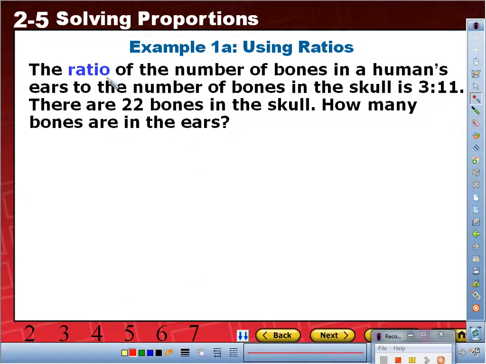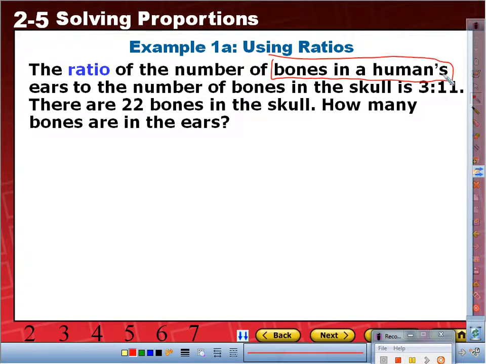With red, I'm going to write the first information they give us, the number of bones in the human's ear. So I'm going to box bones in the human's, what are they referring to first? Ears, okay? With green, I'm going to do the second information. Number of bones in the what? In the human skull. Are we there so far?